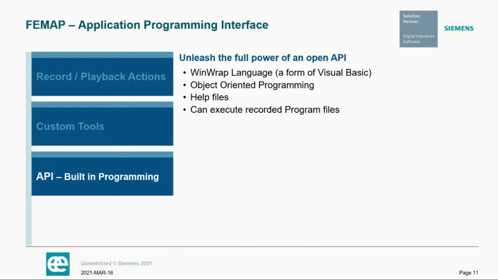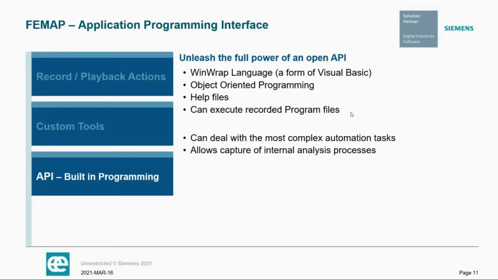So that's one of the beauties of the API. It's not closed only to be used within FEMAP. You can run executable programs outside. From the API, you can also execute recorded program files, the very simple files we were looking at earlier. There's a full list of help files on the API as well, which I'll show you in just a second.